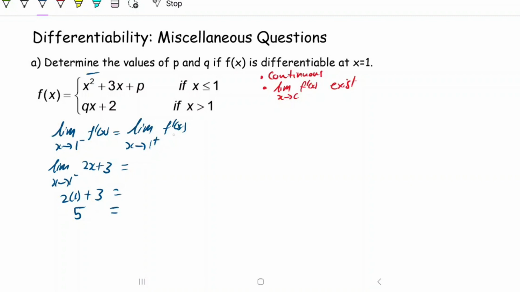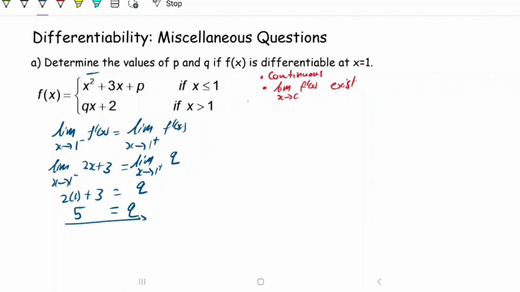And therefore, if we're approaching f of x from the right, we'll end up with the limit as x tends to 1 from the right of the derivative of this function, which is just q. So that is equal to q. And therefore, by working this out, we get that q is equal to 5. So we have now essentially solved for what q is. q is equal to 5.